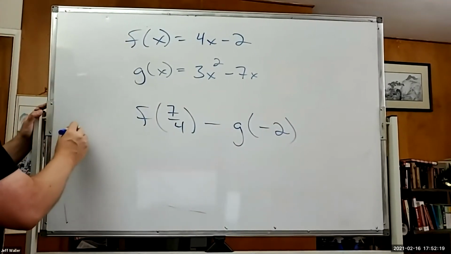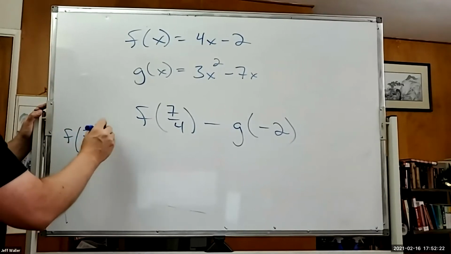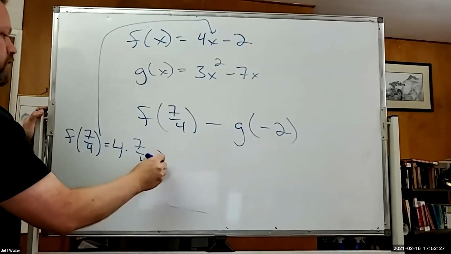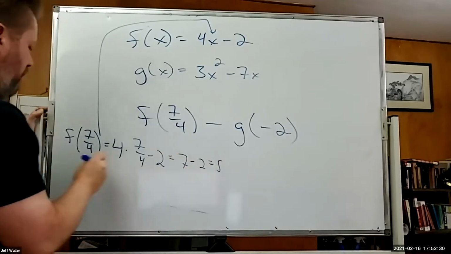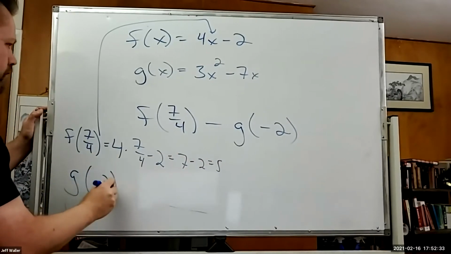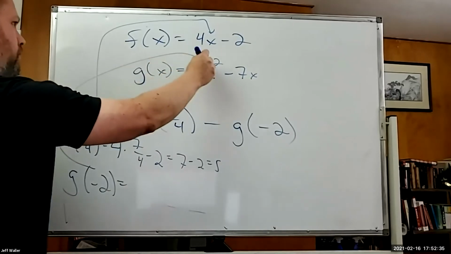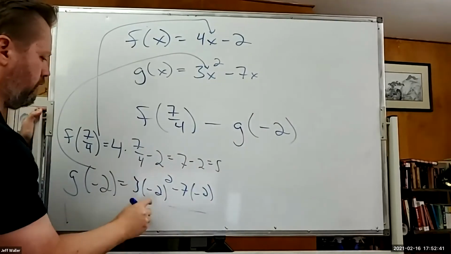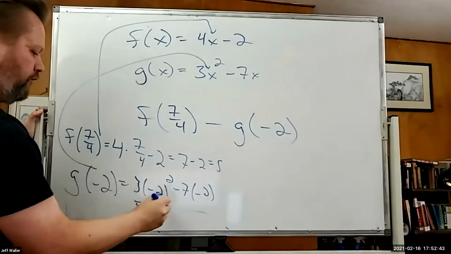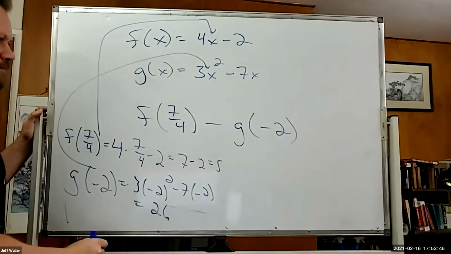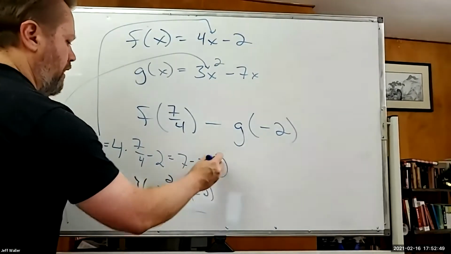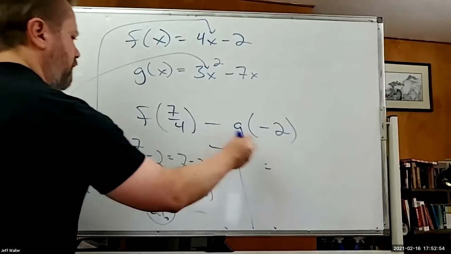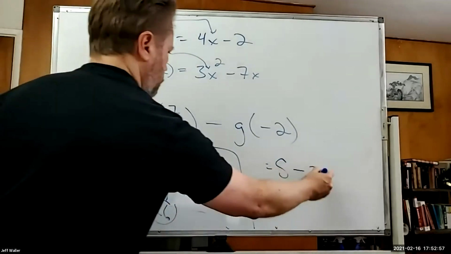So let me figure out what f of 7/4 is. Well, that would just be 4 times 7/4 minus 2. That will be 7 minus 2, that's 5. What is g of -2? That would just be 3 times -2 squared minus 7 times -2, which is 12 plus 14. I think it's 26 maybe. So I get 5 and I get 26. So now I can do this. That would equal 5 minus 26.